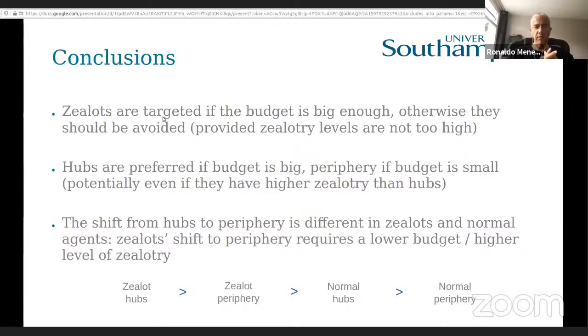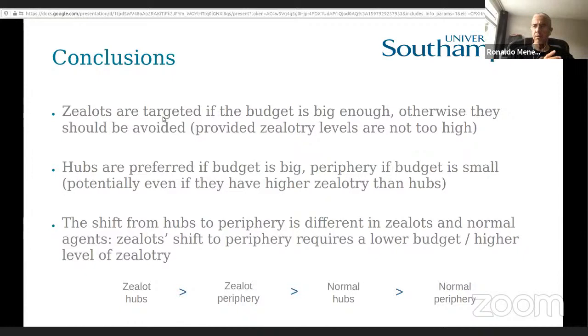When you talk about the level of zealotry, is this for all the nodes in the network, or just for the ones that you say are the zealots? Meaning, if the level of zealotry is very high, does it mean that everybody is stubborn? No, it's only for the zealots. We typically have a percentage of nodes that are zealots with zealotry level QZ, and the others are normal agents. In most of our experiments, 20% of the whole network are zealots.